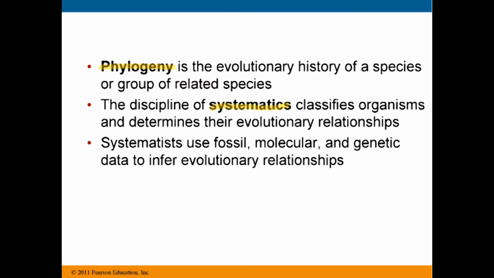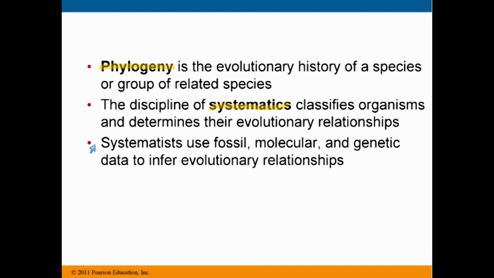Systematics is a field of biology that classifies these organisms and helps to determine their evolutionary relationships. Now, keep in mind that this can be kind of hard because not everything's living anymore. So when you're looking at things in evolutionary time, sometimes you're making assumptions. So we have to use different sets of data, and systematicists will use fossil records. They'll look at molecular data, genetic data that infers evolutionary relationships.